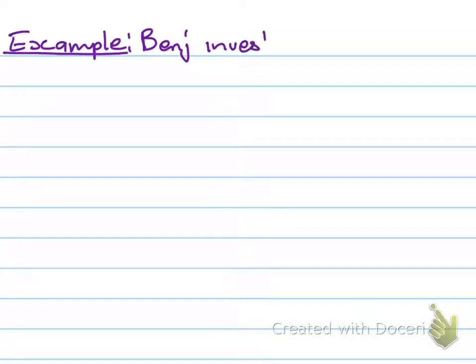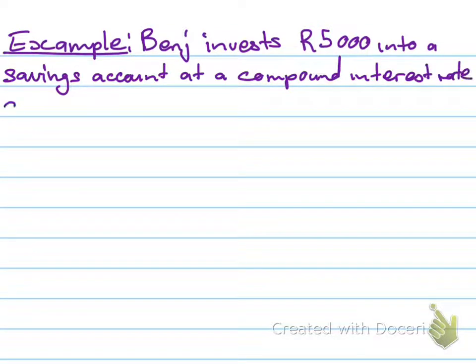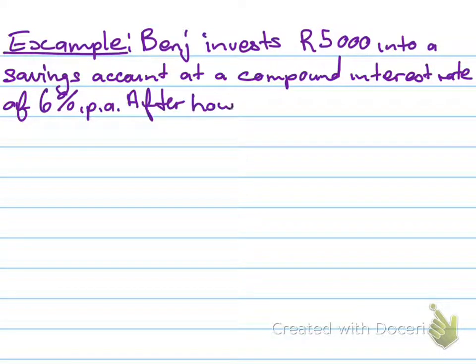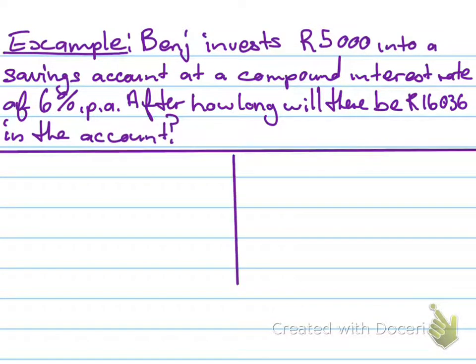Let's just do an example to see how we apply the laws of logarithms to find the period of investments. Benji invests 5,000 rand into a savings account at a compound interest rate of 6% per annum, compounded yearly. After how long will there be 16,036 rand in the account?